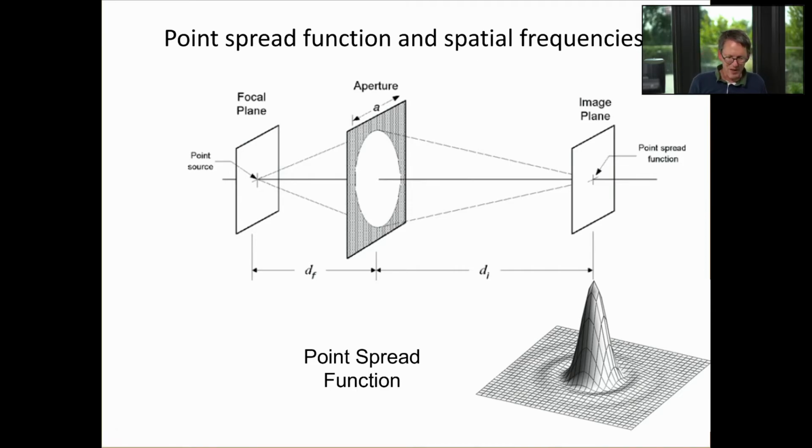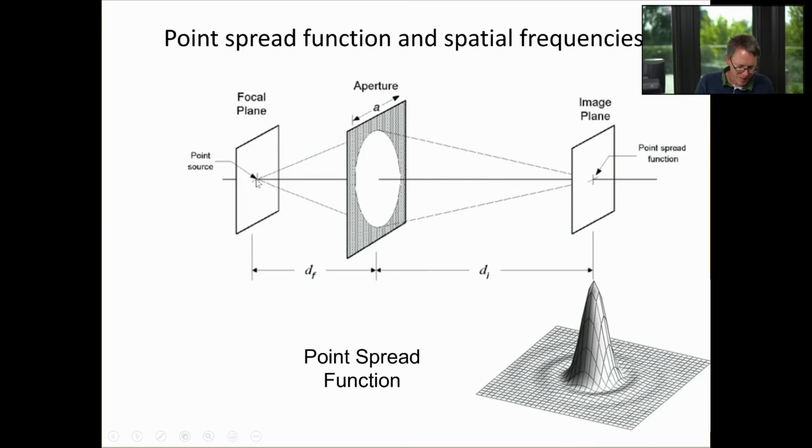We can describe information in terms of frequencies, or we can describe information about samples in terms of spatial coordinates. This will become clear as we go along. But let us just define first what this point spread function means.